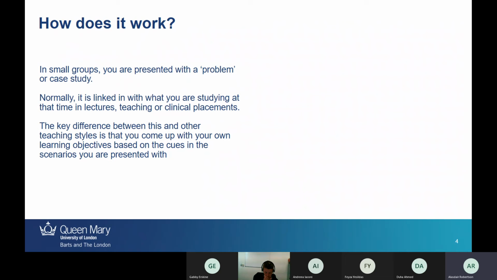So it just enhances what you are learning at that time. And as we said previously, you come up with your own learning objectives based on the cues in the scenarios that you're presented with. So it's a lot more active than just going to sit in lectures, which also have their uses.